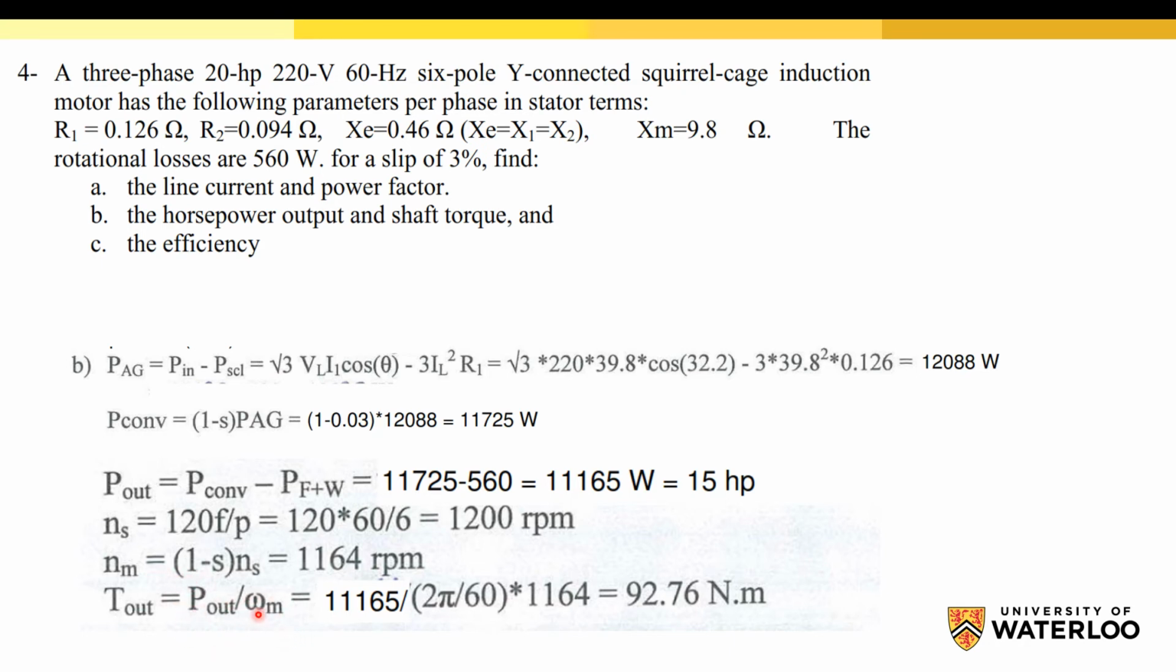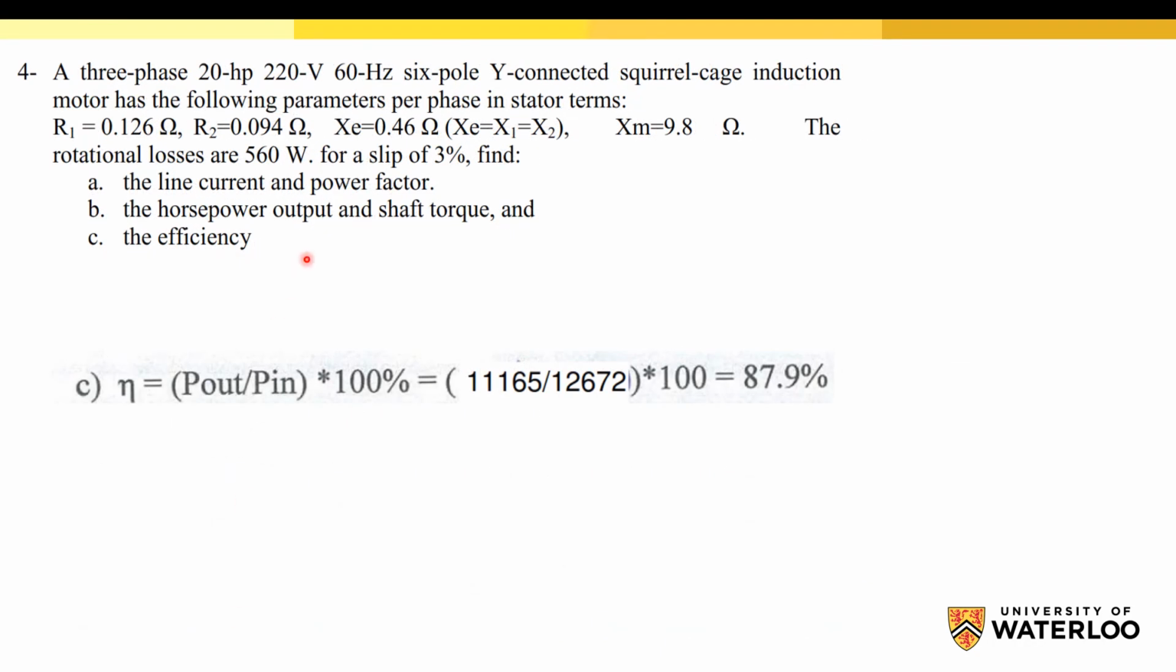So don't forget that. This is very important. In the final part, the efficiency, we can calculate it very easily here because we know the input power and the output power. So we can just divide the output power over the input power to calculate the efficiency of this machine.